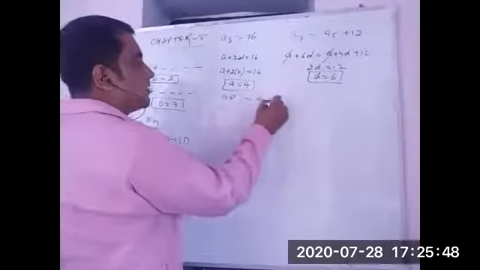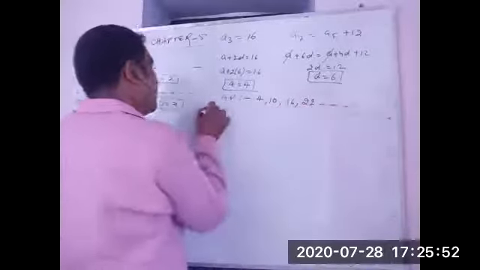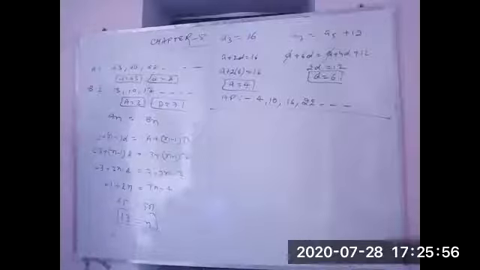4. 4 plus 6, 10. 10 plus 6, 16. 16 plus 6, 22. And so on. It is your answer. Very easy questions. Okay. Look here, question number 17.